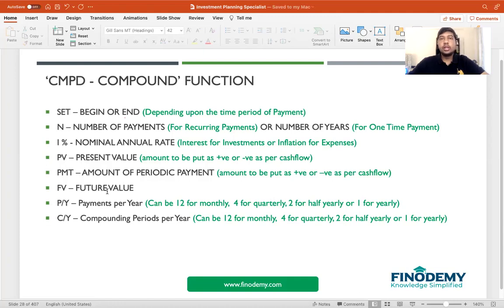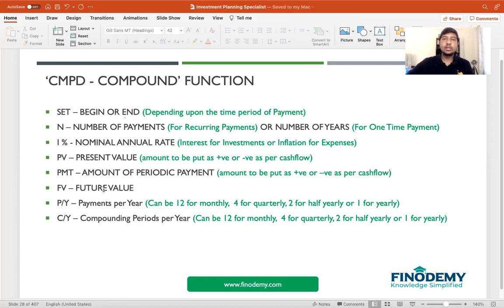So here you will put whatever amount that you will be getting in the future. And in all probability, the amount that you will be getting in the future will be an inflow. Very rarely it can be an outflow, which I'll explain in some of the examples at a later point in time. But for now, whatever money that you will be getting at some point in the future will come in FV.